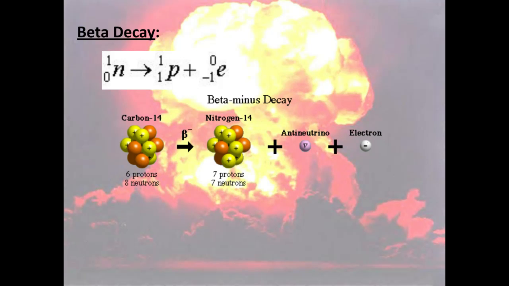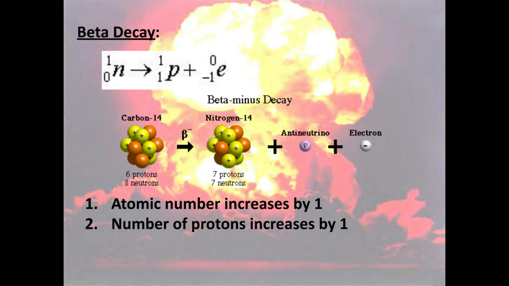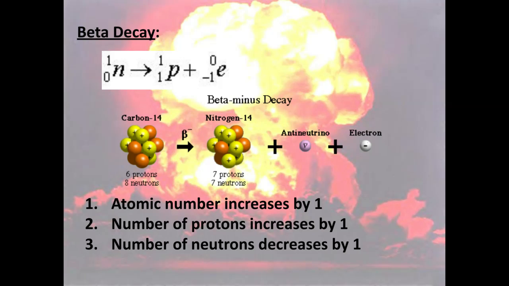So in carbon-14, when it transmutates into nitrogen-14, it's beta decay. Carbon-14 has 6 protons and 8 neutrons. Well, it's decaying into something with 7 protons and 7 neutrons because it's giving off this beta particle, this electron right there. So in beta decay, the atomic number is going to increase by 1. The number of protons is going to increase by 1. This is on the product side for each. The number of neutrons decreases by 1, and the atomic mass is going to remain the same.